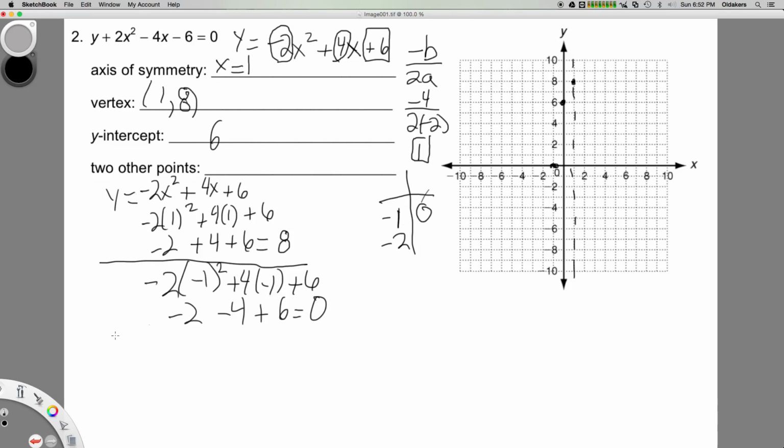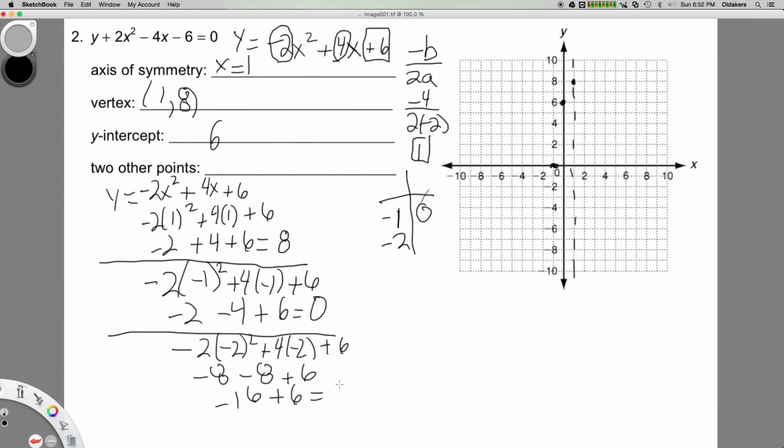Neatish anyway. And now I will plug in negative 2. So negative 2 squared plus 4 times negative 2 plus 6. If we go through this, negative 2 squared is positive 4 times negative 2 is negative 8. 4 times negative 2 is negative 8. That's negative 16. We may be off the graph, but let's just finish this off anyway. Negative 16 plus 6 is negative... Oh, nope, still on the graph. Alright, so I will go over to negative 2, down to negative 10, and I will plot it.